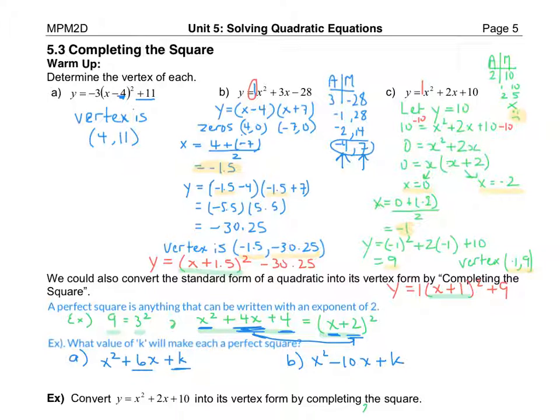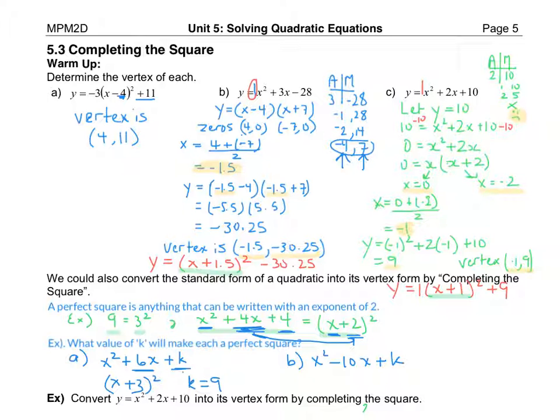I'm going to take half of this 6. If I take half of it, I get 3. So in my bracket, I should have an x plus 3, all to the exponent of 2. The 3, when I square it, would give me 9, so my k would have to equal 9, so that this would actually factor as a perfect square. Try that with part B for practice, and then we can talk about that.